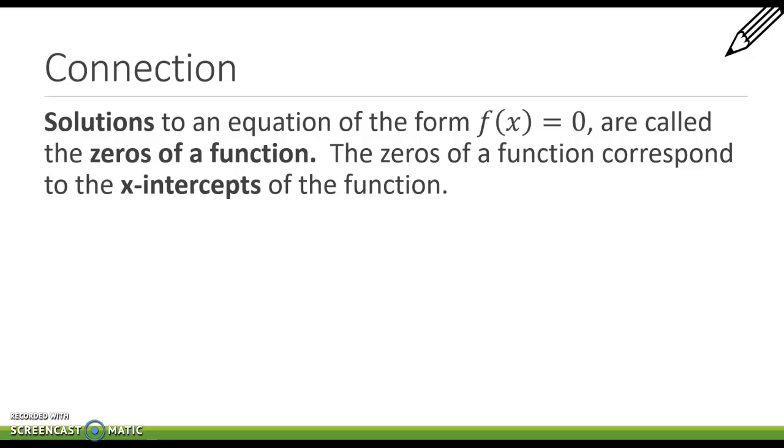So just a definition, solutions to an equation of the form f of x equals 0 are called the zeros of a function. The zeros correspond to the x-intercepts of the function. So if you have an equation equal to 0, the solutions are the zeros of the function, and those are also the x-intercepts on the graph.